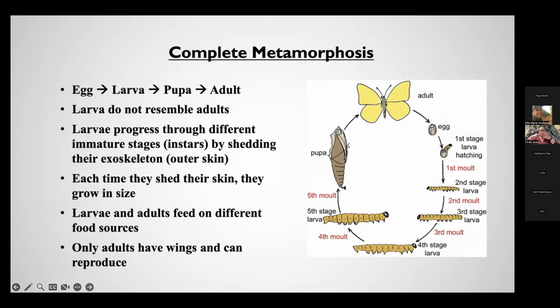It's like a siphon that's curled up, and they uncurl it to enter the flower to collect nectar. So again, larvae do not resemble adults. They progress through different immature stages by shedding their exoskeleton, and each time they shed their skin, they grow in size. Larvae and adult feed on different food sources, and only adults have wings and can reproduce. Again, the same situation. Immature stages cannot reproduce, and they do not have wings.